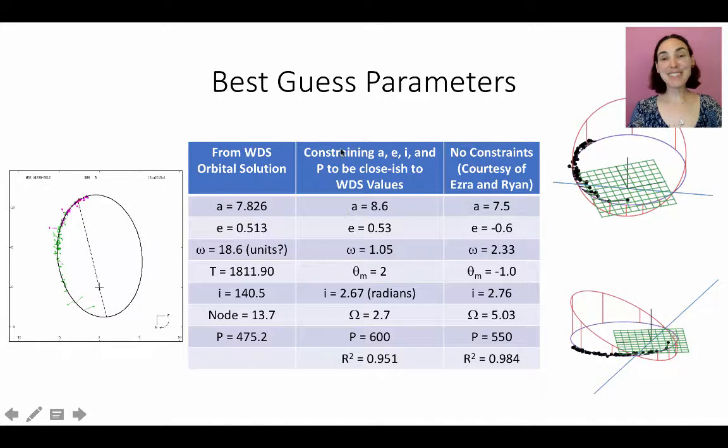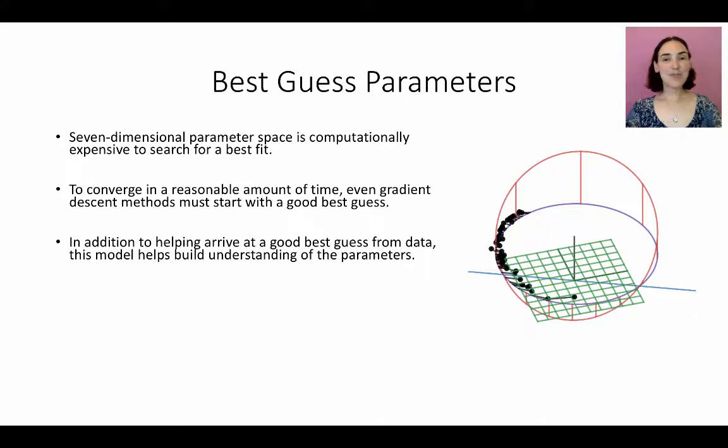But this is really helpful. You can look at it from different angles. You can see how close you're getting, and you can see what changes what in a way that is hugely helpful to those of us who benefit from that kind of visual aid. This is helpful for solving orbits because it helps you get to a good best guess to feed into a gradient descent or other algorithm for further refinement. It's computationally extremely expensive to search a 7-dimensional parameter space and have it converge in any reasonable amount of time. So you need a good best guess to start with, and this can really help get there.